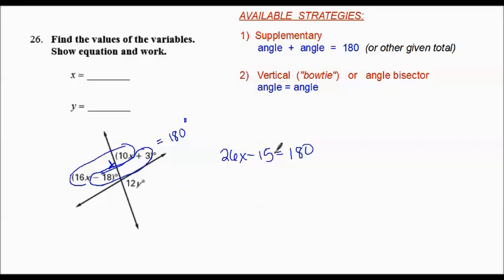So we go ahead and solve. Plus 15 on both sides. So you should get 26x is equal to 195. The last step is always to divide by the coefficient of x.